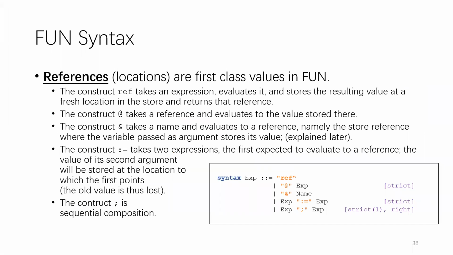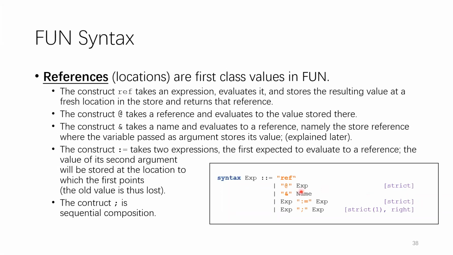Now we have references. So we first define ref as a constant expression. So it's like a constant function that can be applied to expressions. Its semantics is that it takes an expression, evaluates it into a value, and stores the result value at a fresh location in the store and returns that fresh location, that reference. So later we can access the value by looking up that location. We also have the at construct, which takes a reference, a location value, and returns the value stored in that location.